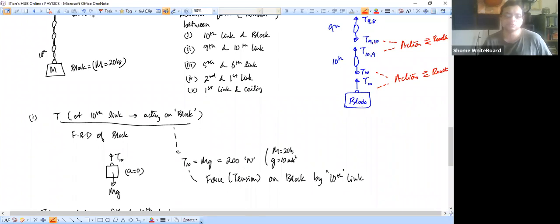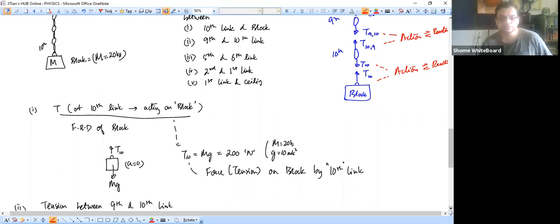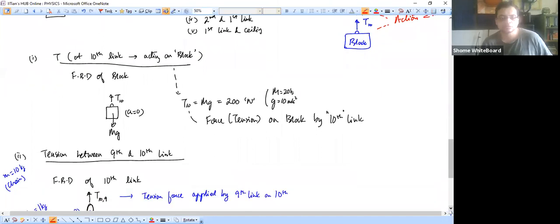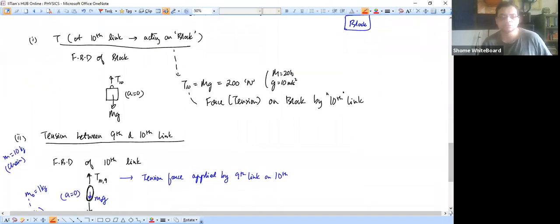But now what we want to understand next is the tension acting between the 9th and 10th link. So for this action reaction pair, we need to find the magnitude. Okay. Yeah, it will be correct, beta. Okay. So first, just make sure you're clear with these two FBDs. Then we'll come to the third part.